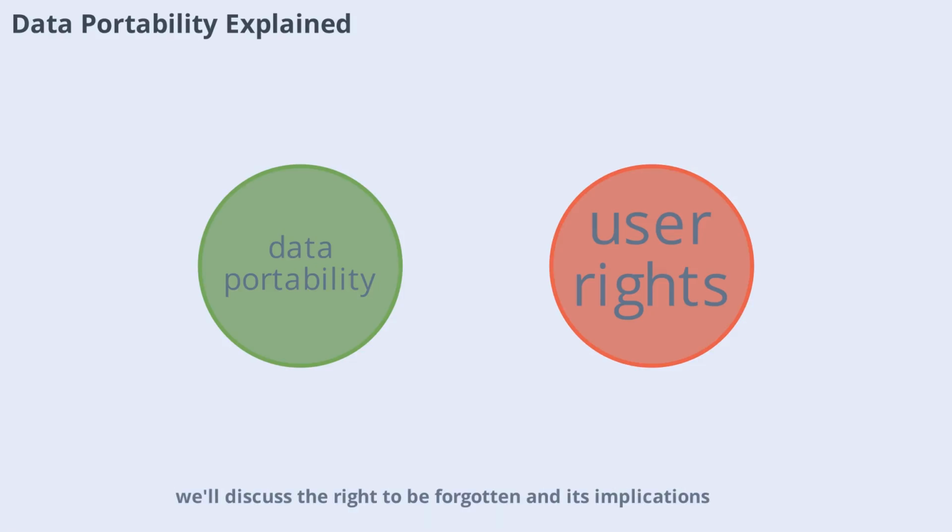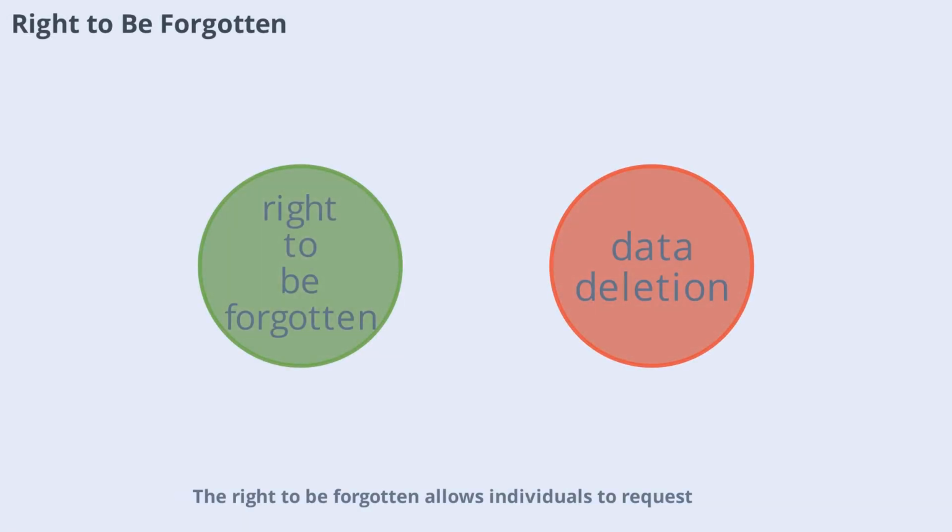Next, we'll discuss the right to be forgotten and its implications. The right to be forgotten allows individuals to request the deletion of their personal data under certain circumstances. This principle is enshrined in regulations like GDPR and is designed to give people more control over their digital footprint. Organizations must have processes in place to respond to these requests promptly and securely. Balancing the right to be forgotten with other legal obligations can be complex, but it's a key part of modern data protection.